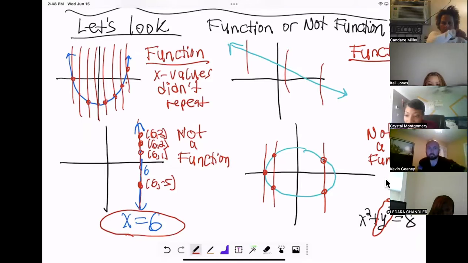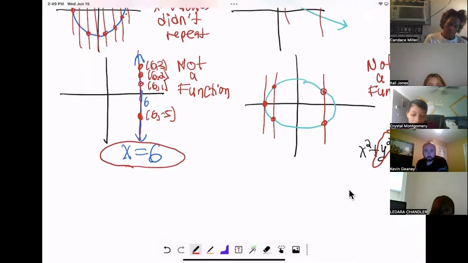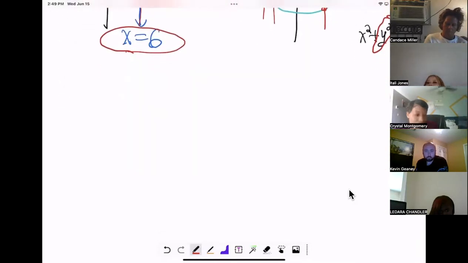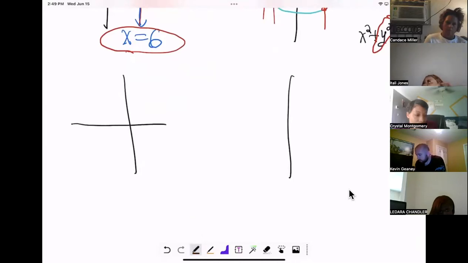All right, so the vertical line can only touch the graph once. It can't be more than once to be a function. Lines, except for x equals, are functions all the time. X equals, never a function. And if you have y squared, it's not going to be a function. If you have x squared and y squared, x can be squared, x and y cannot be squared. Okay, so let's try two graphs for you. And I just need to know, is it a function or not?